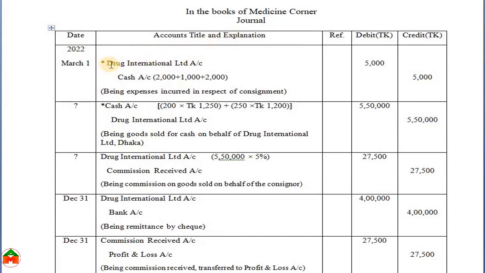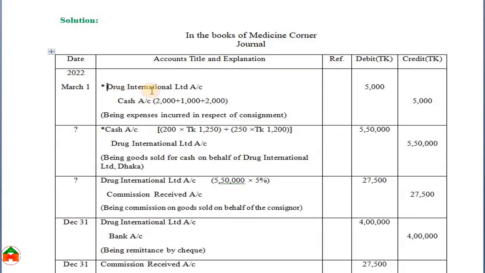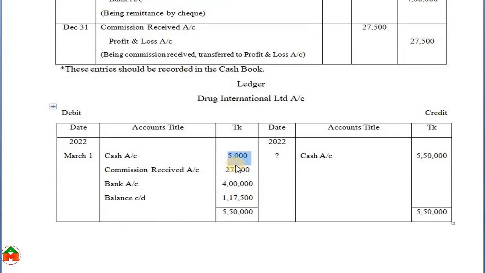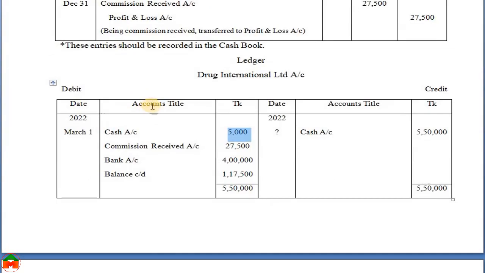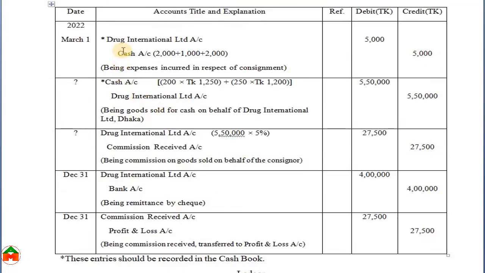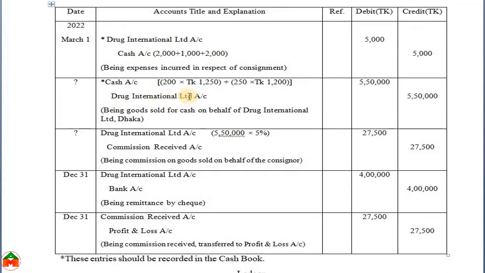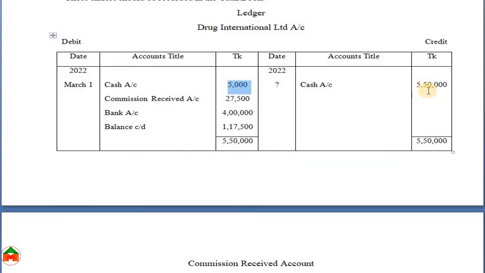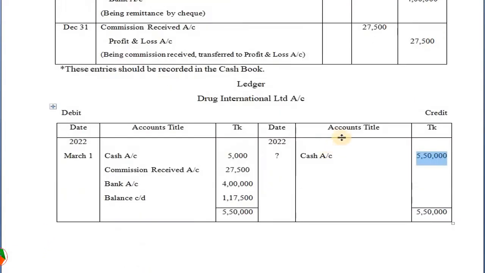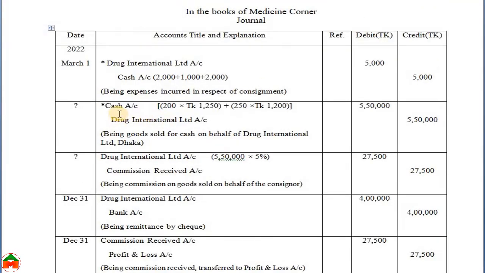We can see here Drug International is shown in the debit side with the amount of 5,000. Since this is shown in the debit side, we will write the amount in the debit side. In the accounts title we will write the opposite name. Here opposite is cash. Again we can see Drug International Limited is shown in the credit side, thus we have written it in the credit side. And the opposite name should be written in the accounts title. Here the opposite name is cash account.